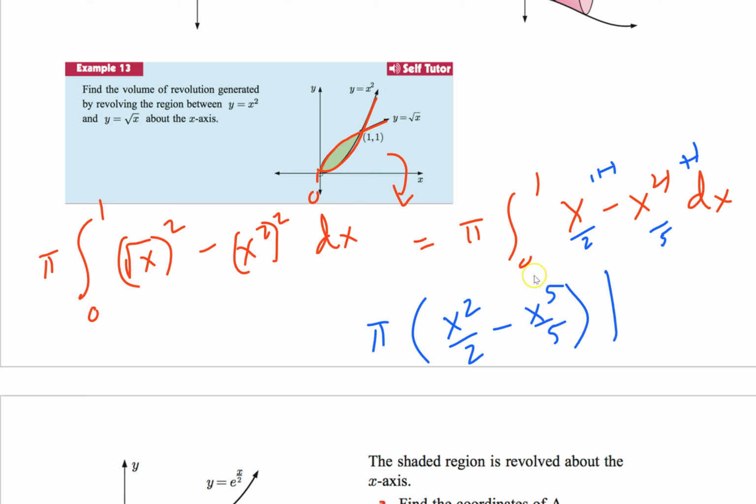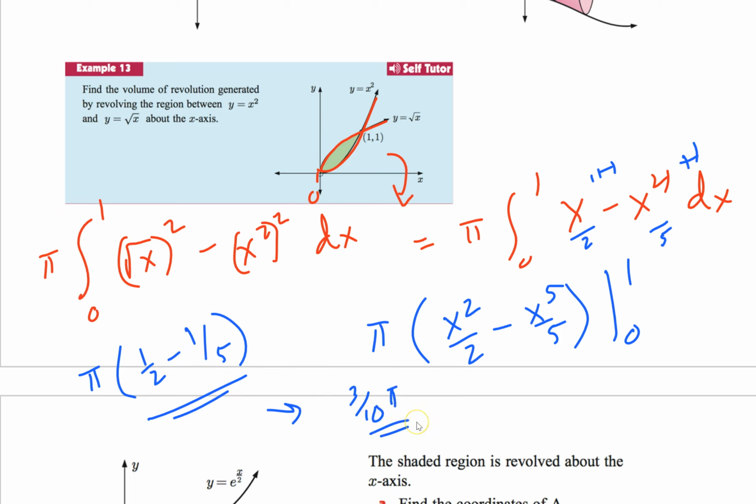Now again, it's a definite integral, so from 0 to 1. Now plug it all in, and you're going to get, looks like, pi times 1/2 minus 1/5. And then whatever that turns out to be. Common denominator 10, 5 over 10 minus 2 over 10, 3/10 pi, if you do it correctly.